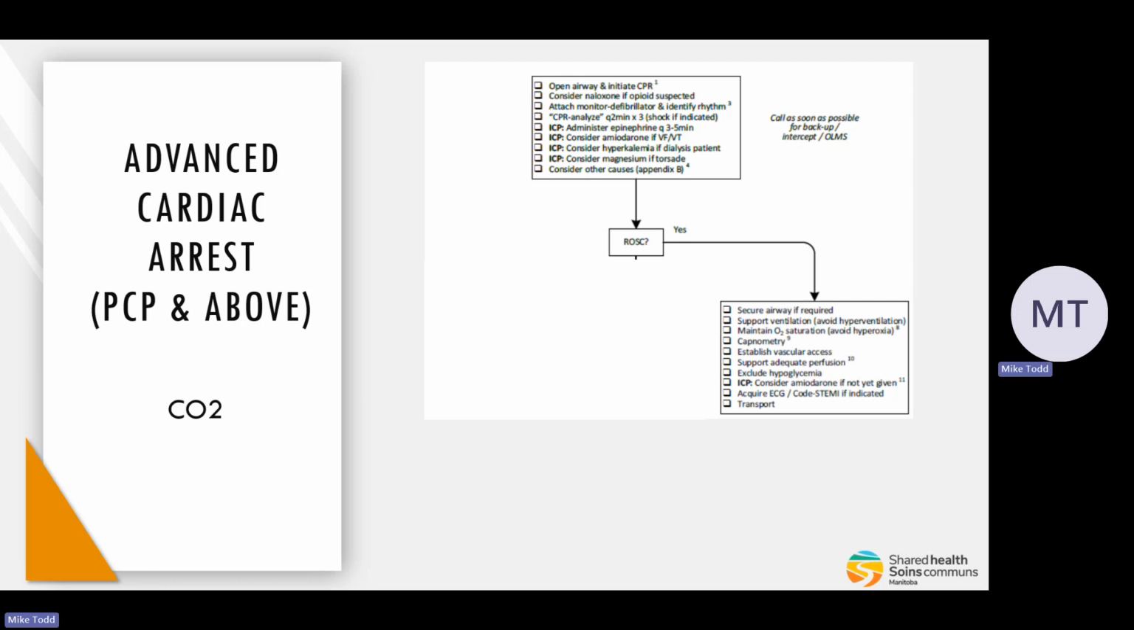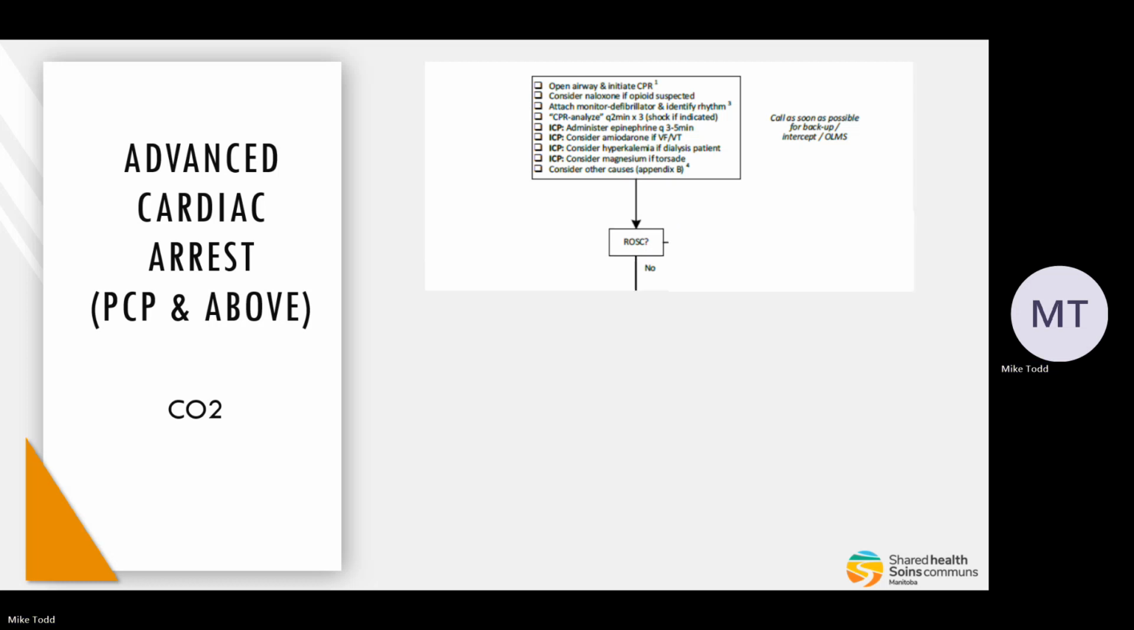So with that, if the patient's stable enough, you can do a 12 lead and look at seeing if they need to go to the cath lab and transport as required. What if we don't get ROSC? So the big thing is we want to confirm asystole in 2 leads.